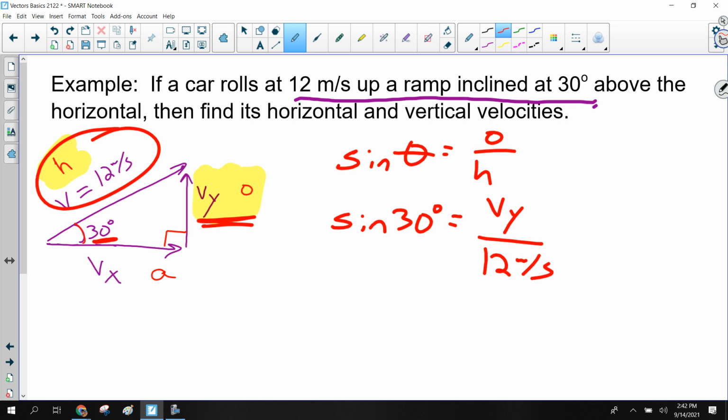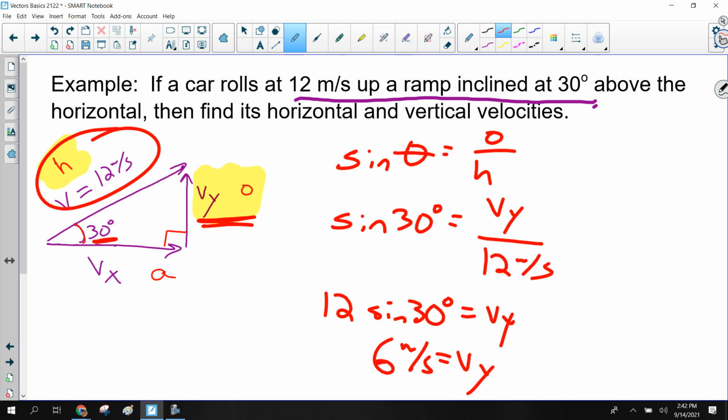Well now, sine of 30 is just some number. So multiply both sides by 12. 12 times whatever the sine of 30 is equals Vy. Punch that into your calculator. Make sure your calculator is in degrees. You get 6 meters a second is Vy. Notice the units on all three sides have to be the same. So over here, Vy is 6 meters per second, because our hypotenuse is also meters per second. All right, so that's my opposite side. Now we've got to go over here and find our adjacent side.